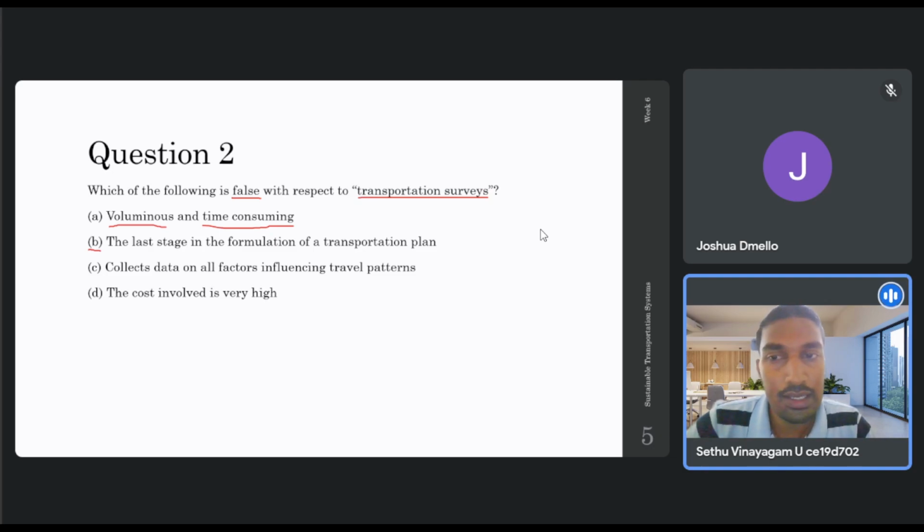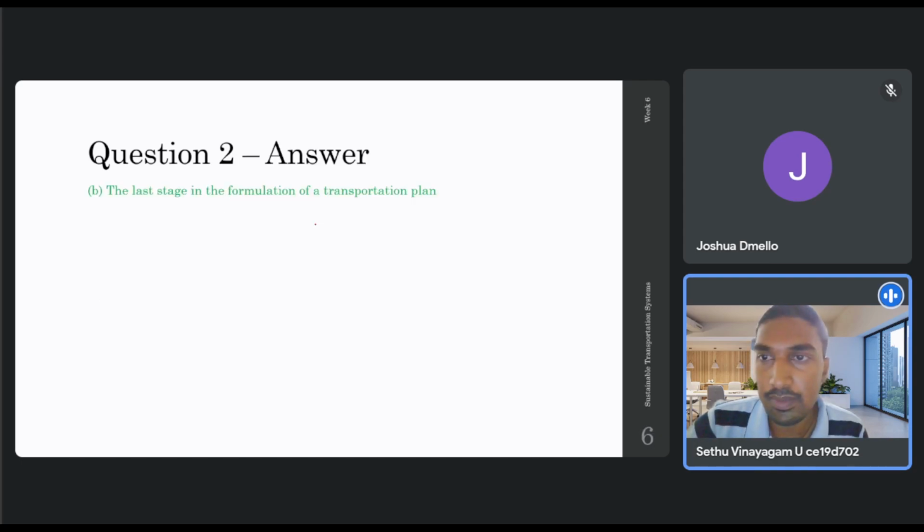So this cannot be at the last stage. This has to come before we are at the start of the planning process, right? So only then our designs will all be correct. Therefore, this cannot be in the last stage. Therefore, this is an incorrect statement of transportation service. So the right answer is option B.